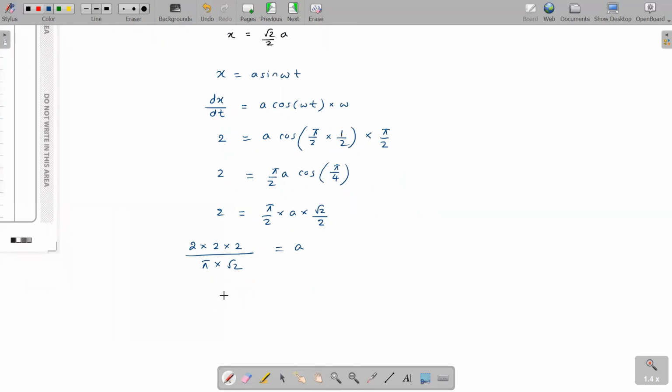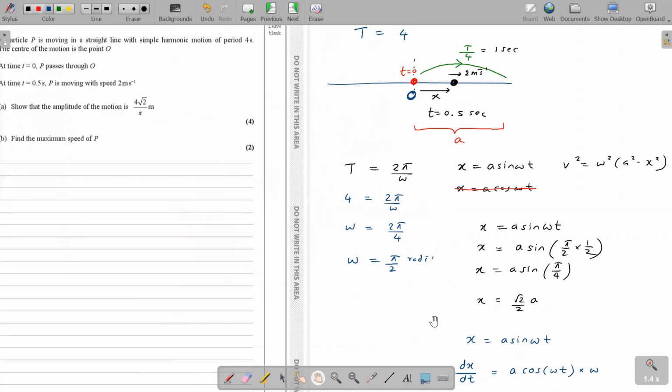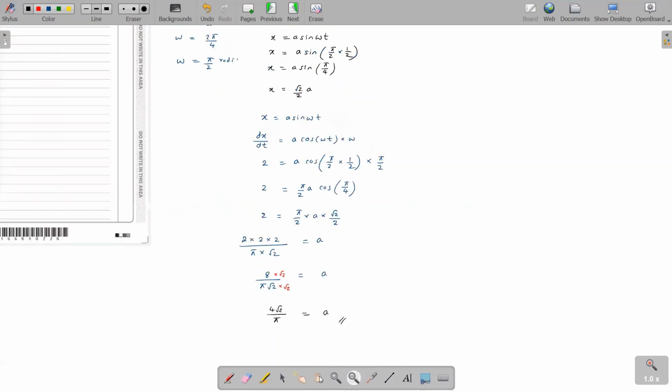So simplify, this is 8 over pi root 2. Rationalize: you can multiply, so it's a show that. You can see they've rationalized the root 2. You multiply up and down with root 2, that gives you 8 root 2 over 2. So 8 root 2 over 2 makes it 4 root 2 over pi, equal to the amplitude. Okay, so this is one way to get the answer.